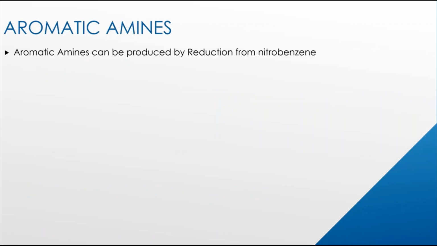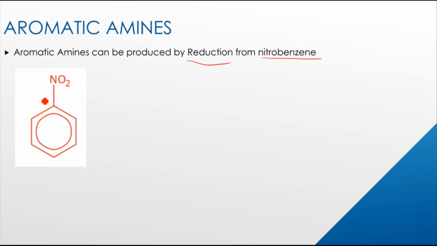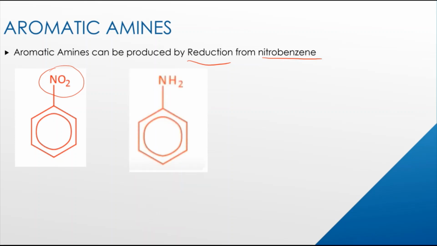So now looking at producing aromatic amines. So aromatic amines can be produced by reduction from nitrobenzene. So looking at nitrobenzene, this is an aromatic compound because it has a benzene ring in it. So we have a nitro group here. So what we can do is reduce this, and then we end up forming this phenylamine, as you can see here. And this again is an aromatic compound because it has a ring in it.